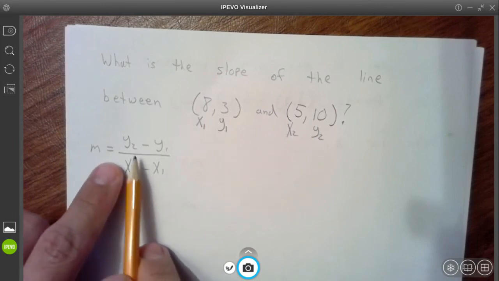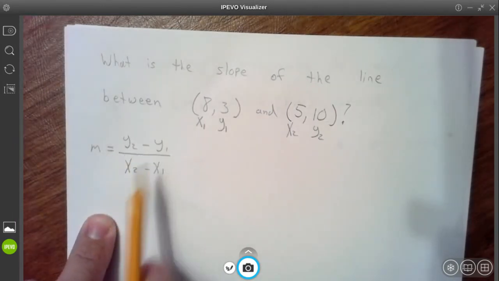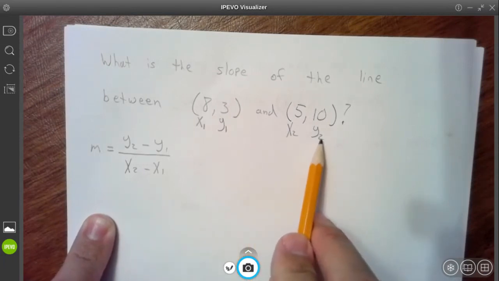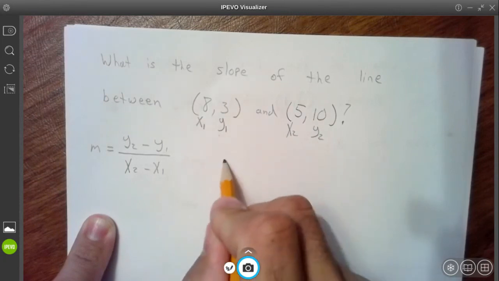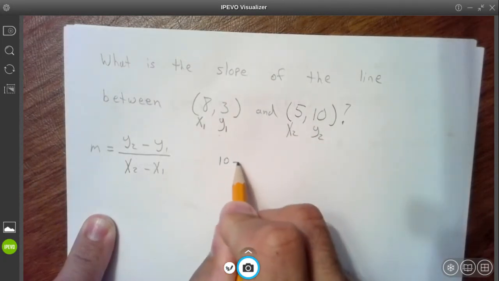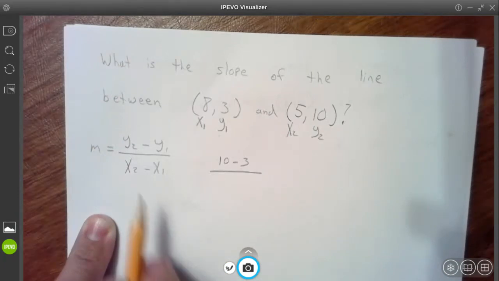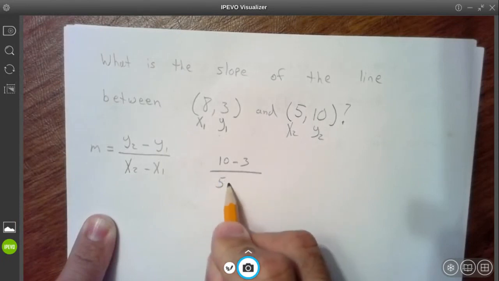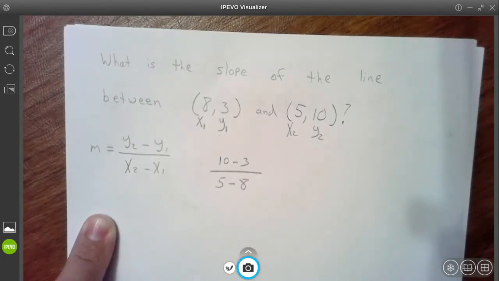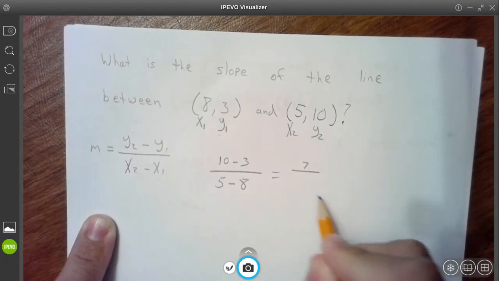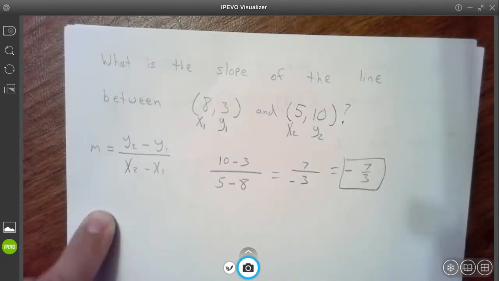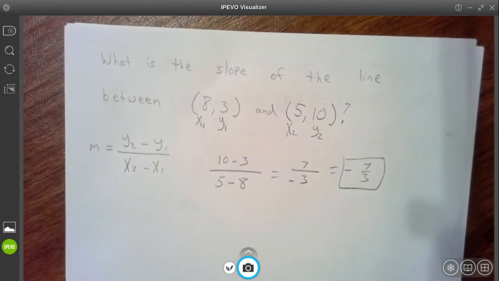So the formula calls for y2 minus y1. I'm going to subtract the y values. That's going to be my top number. So that's going to be 10 minus 3. That's y2 minus y1. 10 minus 3 over, and then x2 minus x1. So that's going to be 5 minus 8. And then you simplify. I get a 7 on top and a negative 3 on the bottom. So the slope would be negative 7/3. So that's how you implement the formula.